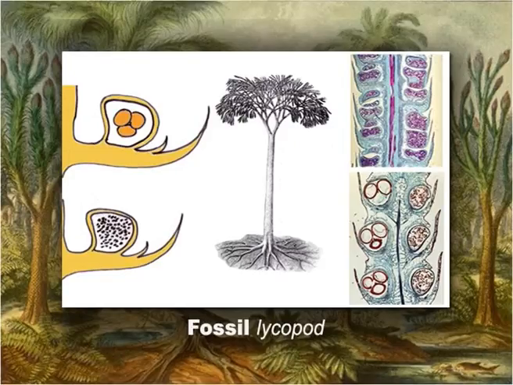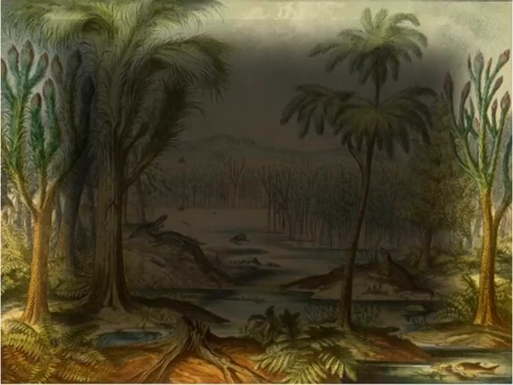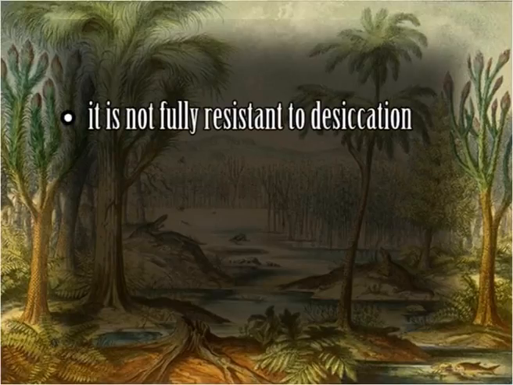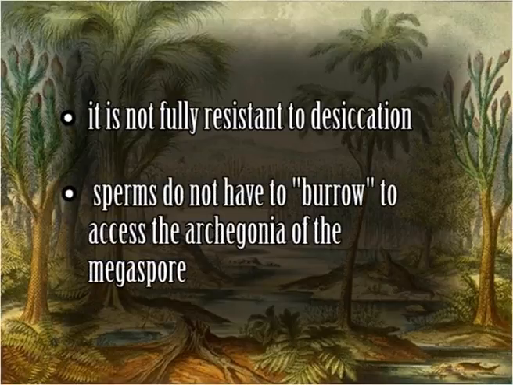The best example of this transition is displayed by lycopods. Fossil lycopod megaspores reaching 1 cm in diameter and surrounded by vegetative tissues are known, which even germinate into a megagametophyte in situ. However, they were not considered as true seeds because their integument does not completely enclose the spore. A very small slit remains, meaning that the seed is still exposed to the atmosphere. This has two consequences. Firstly, it means it is not fully resistant to desiccation, and secondly, sperms do not have to burrow to access the archegonia of the megaspore.